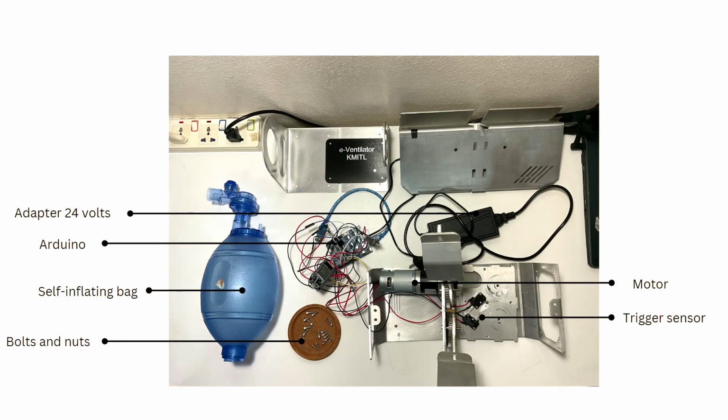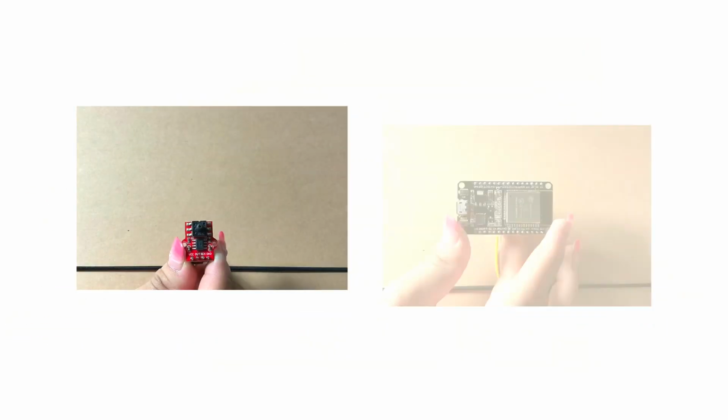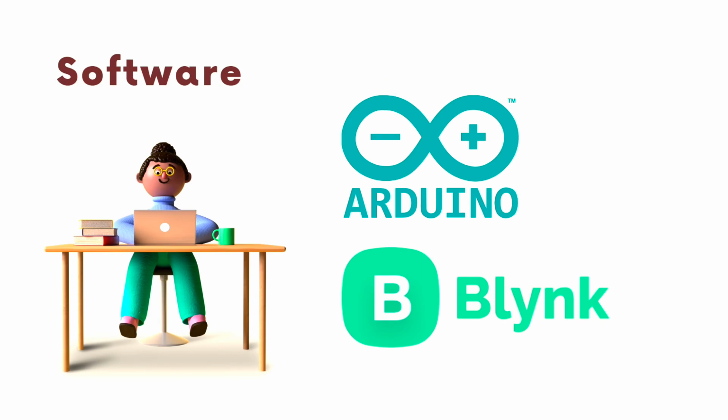Components. We need a 24 volt adapter, Arduino, self-inflating bag, bolts and nuts, motor, trigger sensor, ESP and pressure sensor. For the software, we use Arduino for coding and use Blynk to control the ventilator.